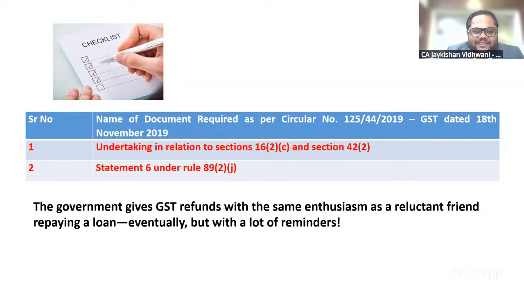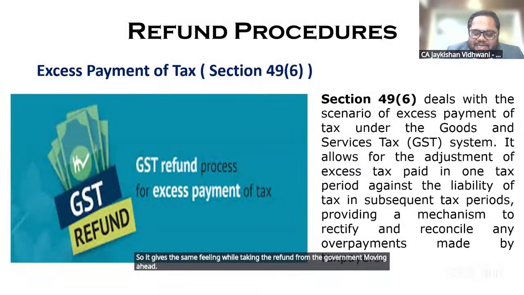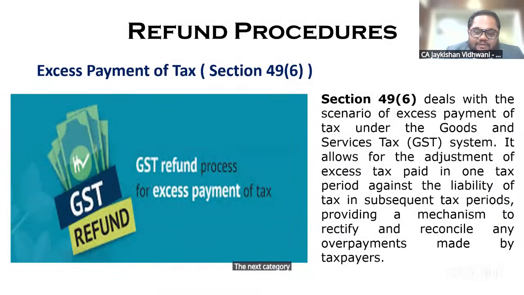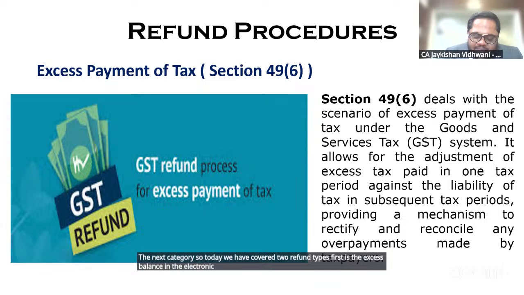Moving ahead, the next category. So today we have covered two refund types. First is the excess balance in the electronic cash ledger. Second is the payment under the wrong head, which is subsequently rectified and tax has been correctly paid.